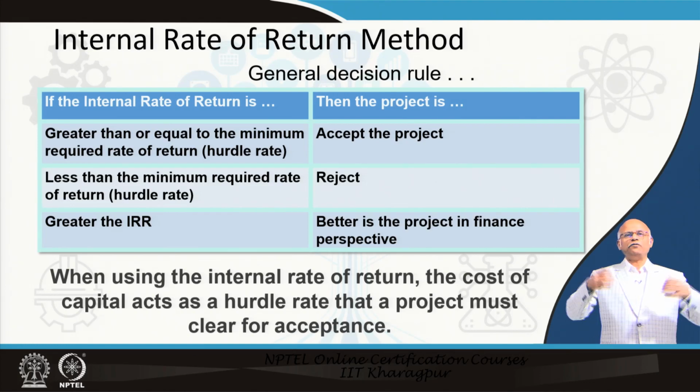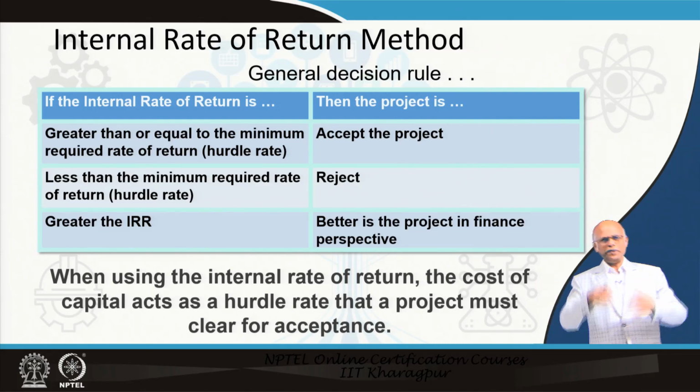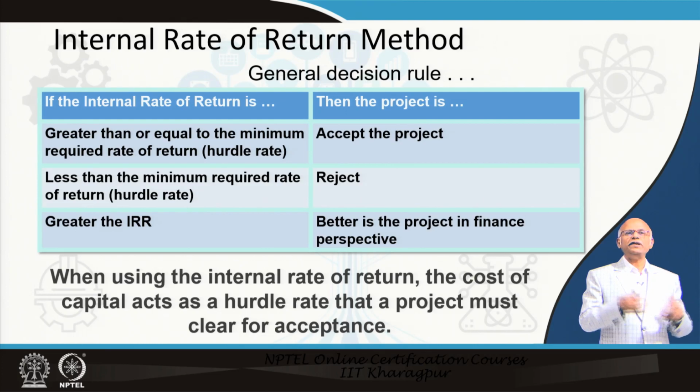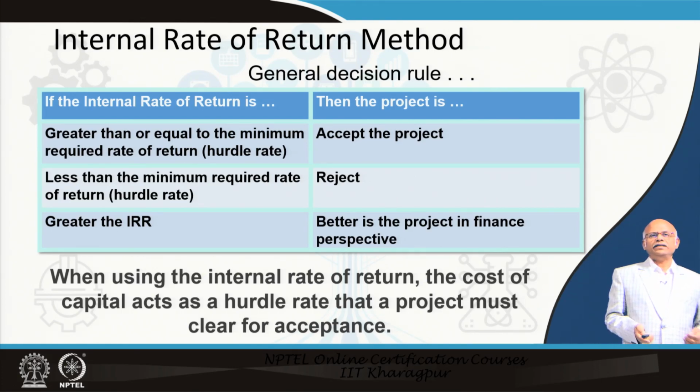Now, suppose you have 5 project proposals, you are trying to understand which one is better, which one is slightly less better, and you want to make an ordered list. So, you estimate the IRR. The highest IRR comes first, then gradually the list is prepared.